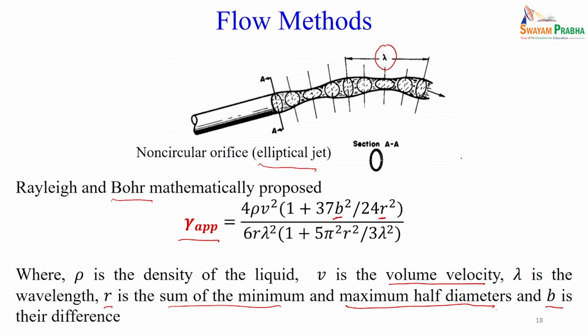So, what we need is B, R and lambda. If these are known, we can use Bohr's equation, or the model proposed by Bohr, to directly estimate the surface tension or interfacial tension.